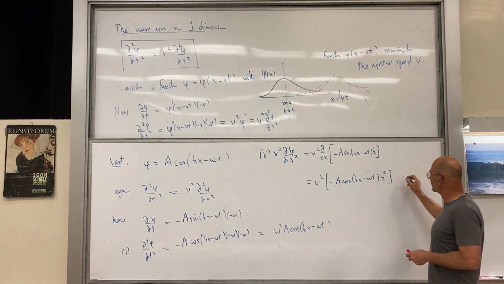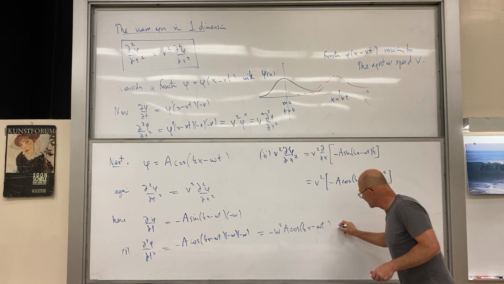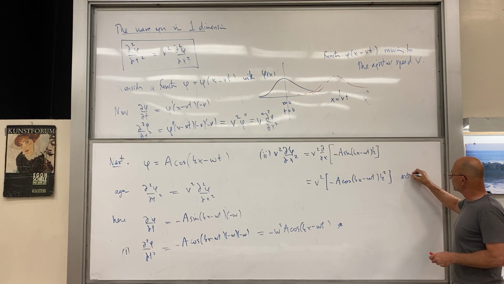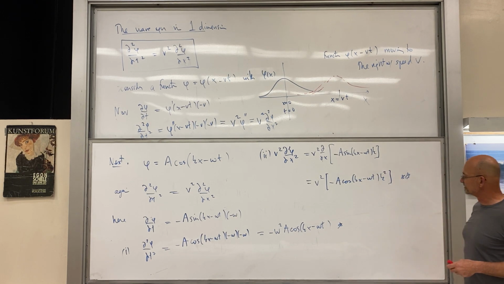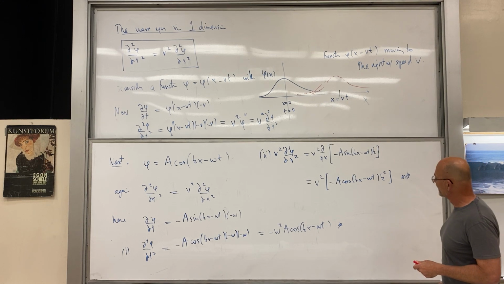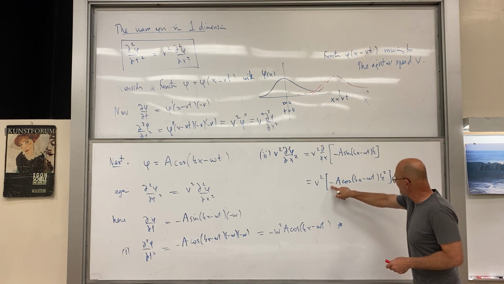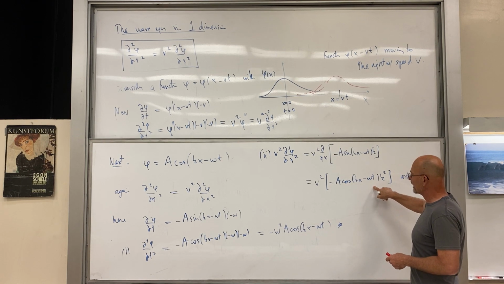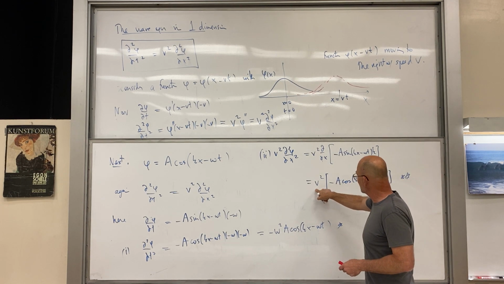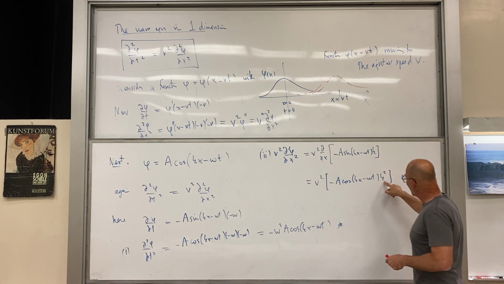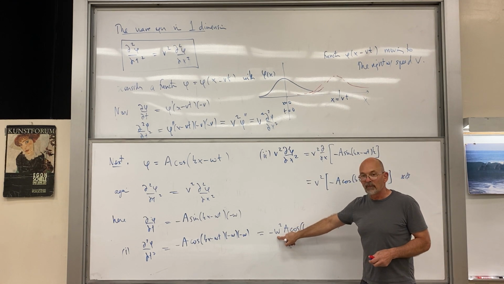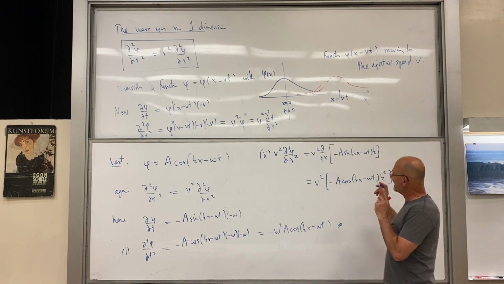So what we're requiring now is that this star expression be equal to that double star expression. So we have to compare. We've got the minus a cos(kx minus omega t) and minus a cos(kx minus omega t). So what we're saying is apparently v squared times k squared is equal to omega squared. So it is a solution.